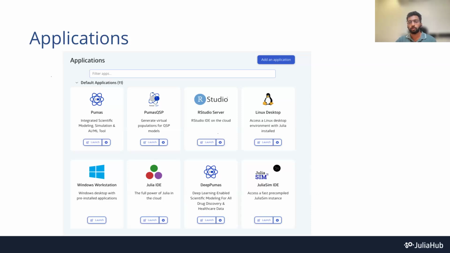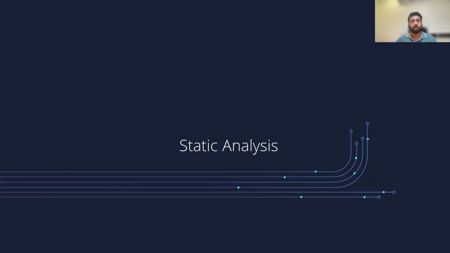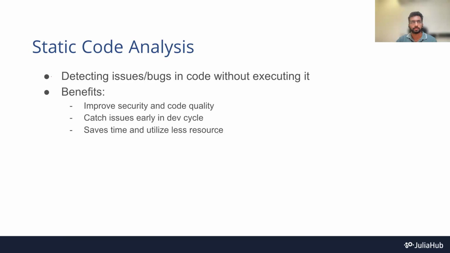So we have now looked at the relevant sections in JuliaHub platform where we host source code. Now let's go into how we run static analysis on these parts. Before we start, let's understand what static analysis is.